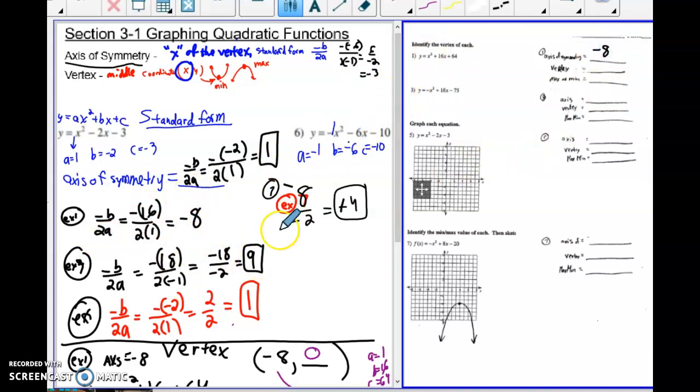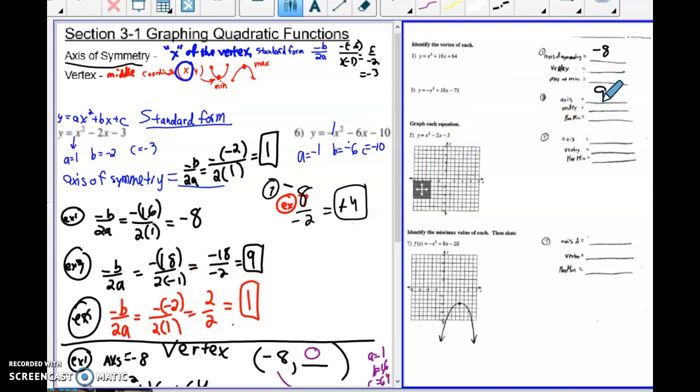Next one on the homework, number 3. That's a 6, that's an 18, so negative 18, but you have to multiply by a negative 1 because the a is a negative 1. So if a is a negative 1 and b is an 18, you end up getting negative 18 over negative 2 equals 9. So 9 would go here.